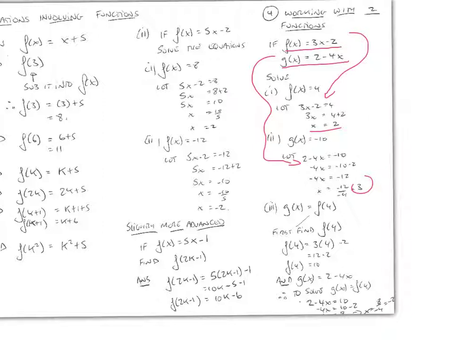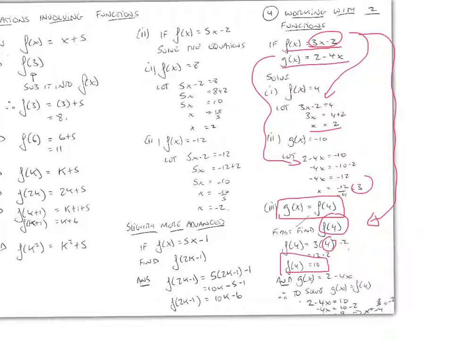And now we're asked to solve g of x is equal to f of 4. Well, first we have to find what f of 4 is. So we take the f of x function and we substitute in 4 where we see x. So it's 3x minus 2. So that's 3 times 4 minus 2. F of 4 is equal to 10.